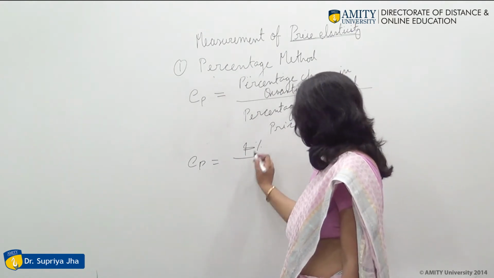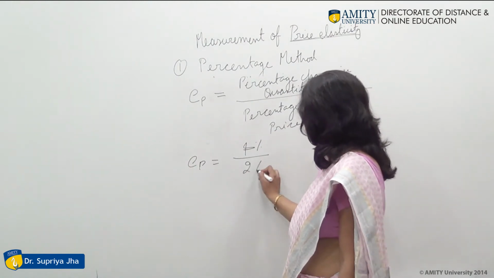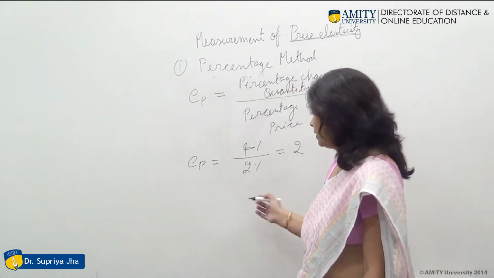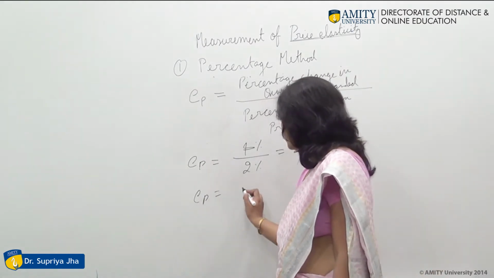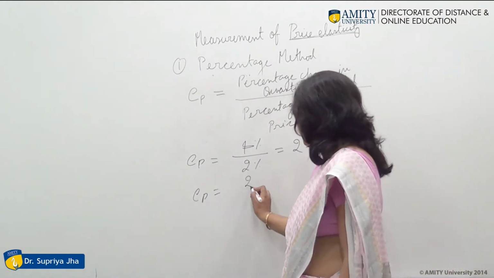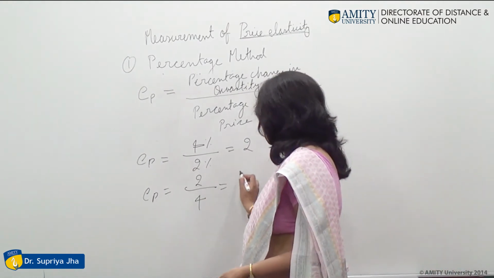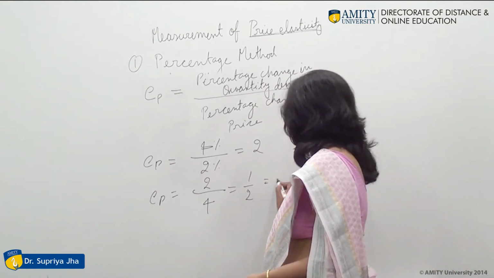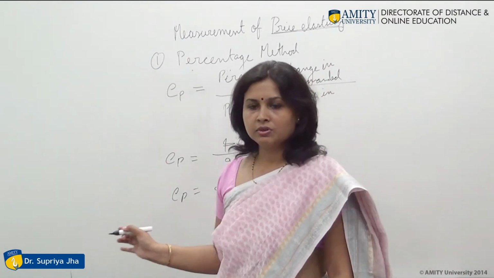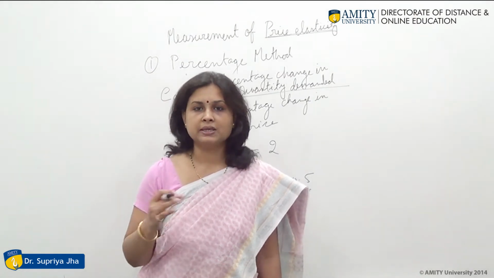divided by, if we are taking 2% change in price, then it would be 2. Price elasticity of demand is equal to 2. Or if we are taking the example, the percentage change in quantity demanded is 2 and percentage change in price is suppose 4. So it would be 1 by 2, which is equal to 0.5, less than 1. So this is the method known as computing the price elasticity of demand by percentage method.